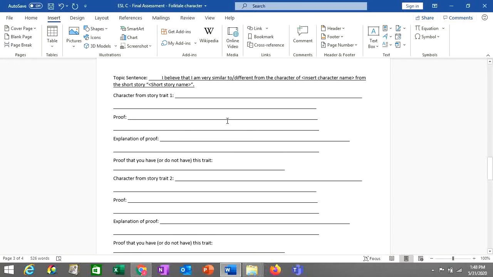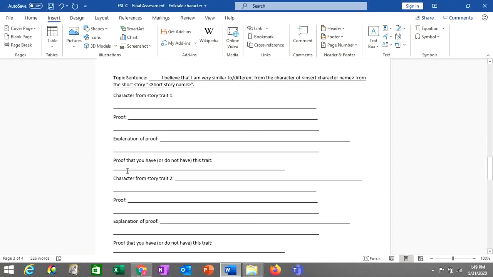So that's why you have 2 points here. First one, you have to show the part of the story that says she's brave, and then don't just assume that people will understand, oh yeah, well I can see in the story why she's brave. Explain it. Okay? And then you have to go back to yourself.